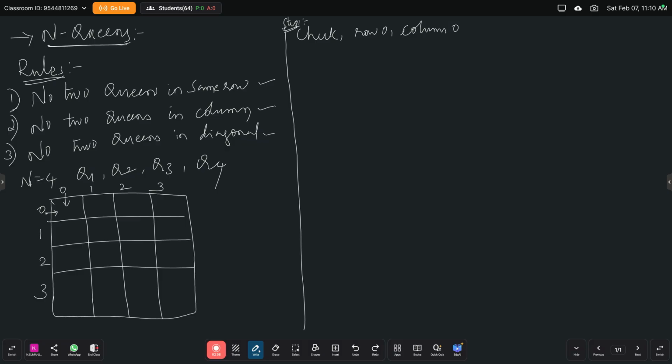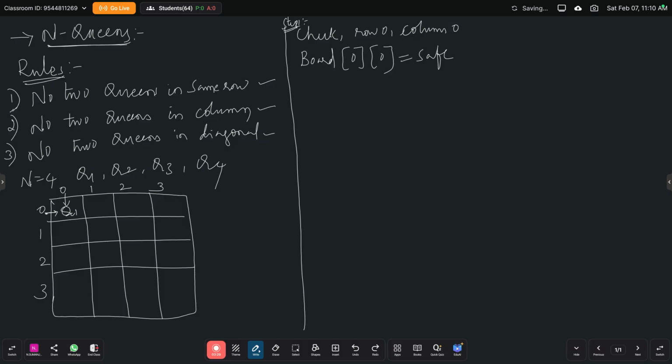Check the board, where we are checking. Board, 0th row, 0th column, is it safe or not? Yes, it is safe because no previously placed queen is there. Now we can easily place our queen 1 here. So it is safe. Mark here, it is safe. Whenever we find a safe place on the board, we can place our queen here.